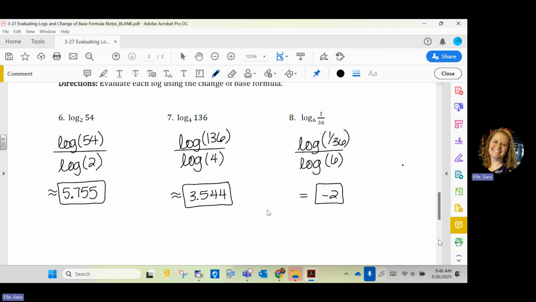Feel okay about change of base and evaluating logs? Pretty straightforward, right? Okay, that's it for today's notes. I'm going to activate the practice in Delta Math for you to try this on your own. If you have not finished yesterday's for whatever reason, I would recommend you finish that first because it's due first.